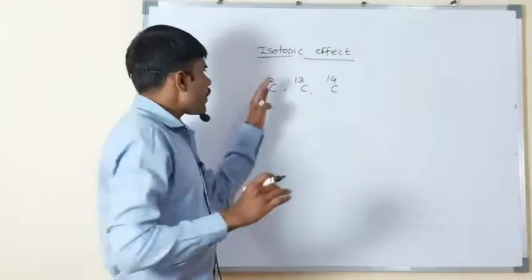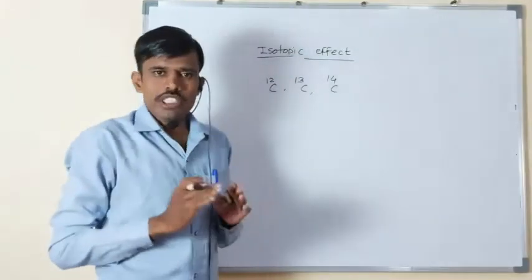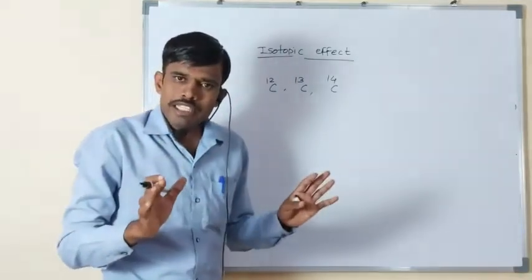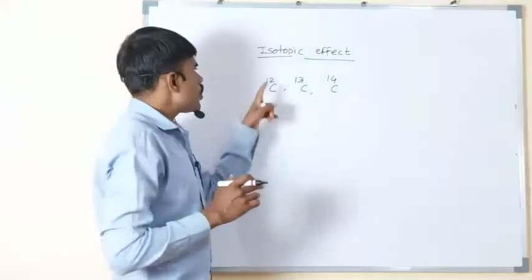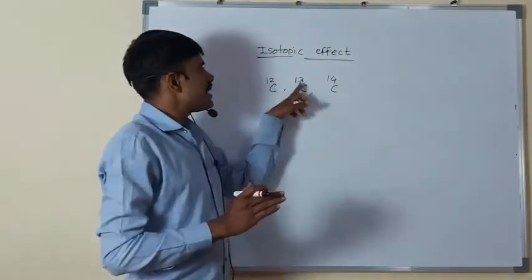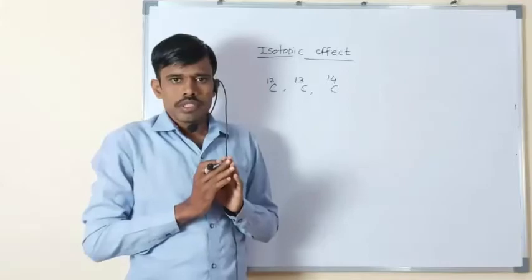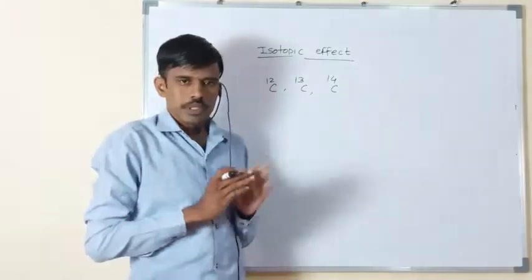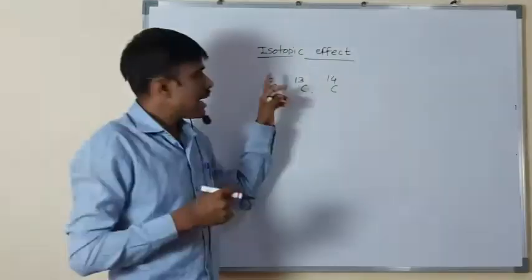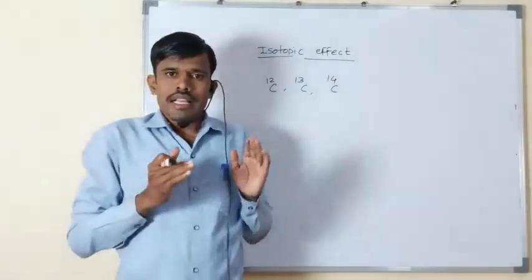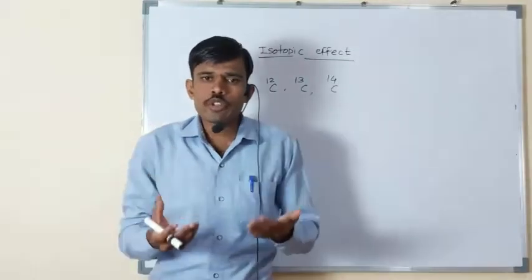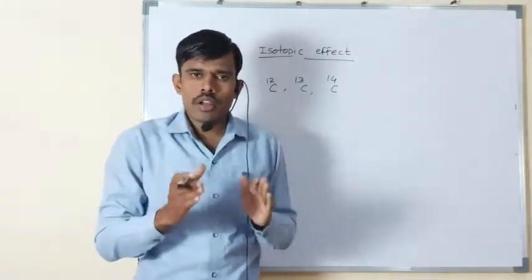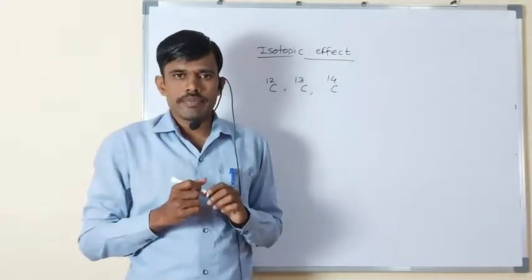the isotopes of carbon, in which atomic number is same, chemical properties are also same, but only masses are different. Such kind of elements are called isotopes. So these are the isotopes of carbon. In this point, we are going to learn about effect of these isotopes on rotational spectra.